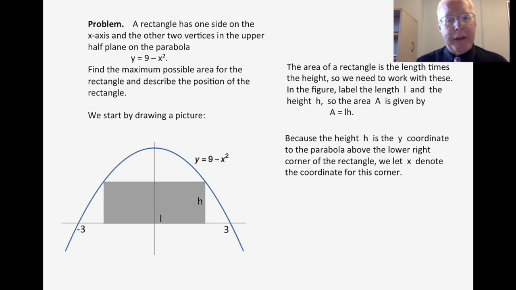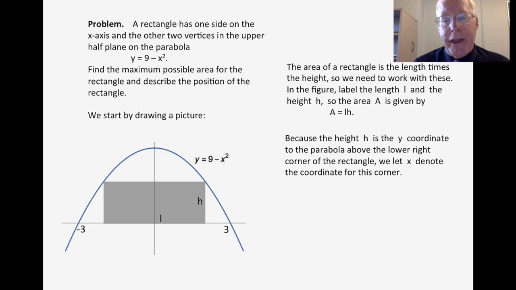So we next start by labeling some important features in the problem. So the area of a rectangle is the length times the height. So we need to work with these 2 quantities. And so we've labeled them in the picture, L being the horizontal length, and h is the height. So the area is given by A equals L times h. We'll represent area by A.